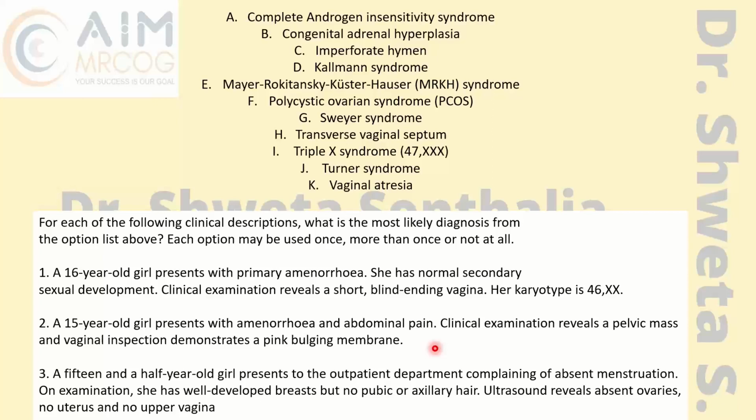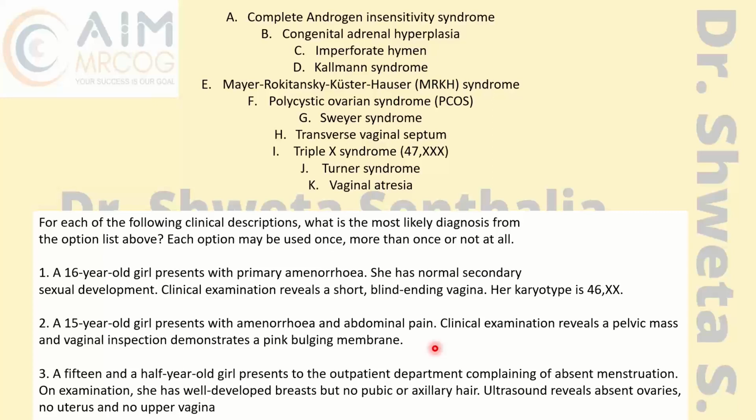A 15-and-a-half-year-old girl presents to the outpatient department complaining of absent menstruation. On examination, she has well-developed breasts, but no pubic and axillary hair. Ultrasound reveals absent ovaries, no uterus, no upper vagina. Yes. So androgen insensitivity syndrome.